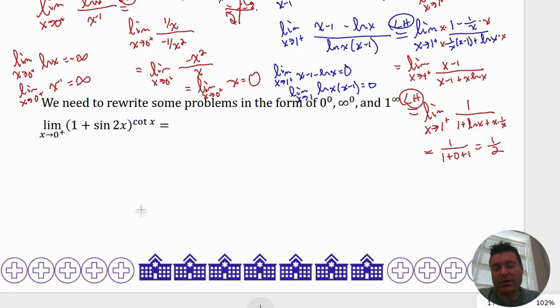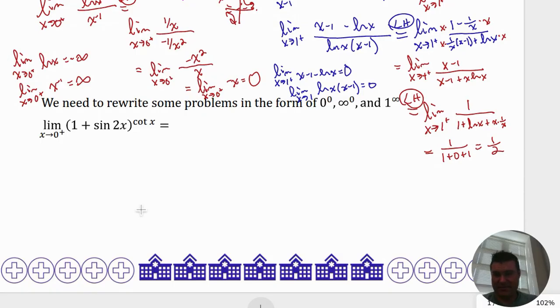Last problem here. This is one of the more complex ones. If we ever need to rewrite anything, because we're in the form of 0 to the 0, infinity to the 0, 1 to the infinity. All my students are like, 1 to the infinity, that's just 1, because that's just 1 times 1 times 1 times 1. Well, not really. And actually, I think this is an example we're going to have that's 1 to the infinity.